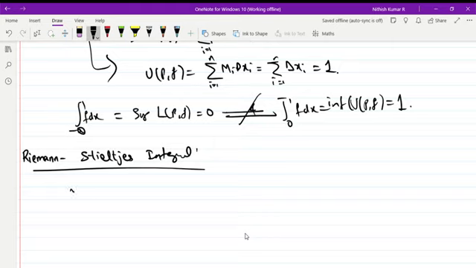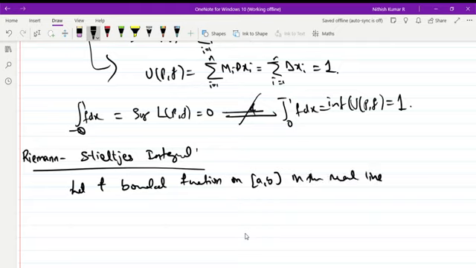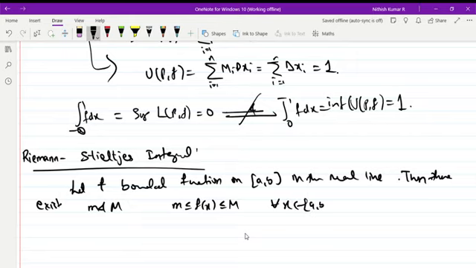Again you are considering the same thing: let f be a bounded function on the closed interval a comma b in the real line. Then there exist real numbers m and M such that m is less than or equal to f of x, which is less than or equal to M, for all x belonging to the closed interval a comma b.